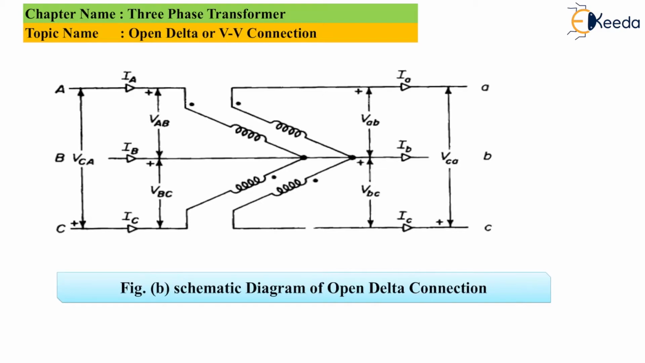So basically what do we do in case of an open delta system? Two instead of three transformers are used for the three-phase connection. Okay, now this is as shown in figure B. So here we can see we have used two transformers instead of three transformers.